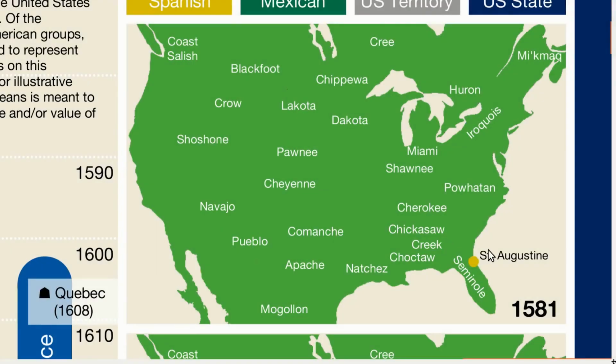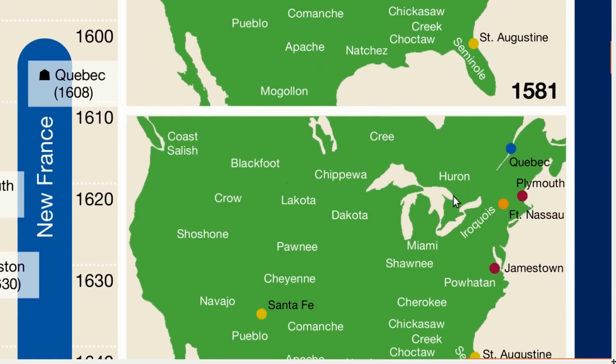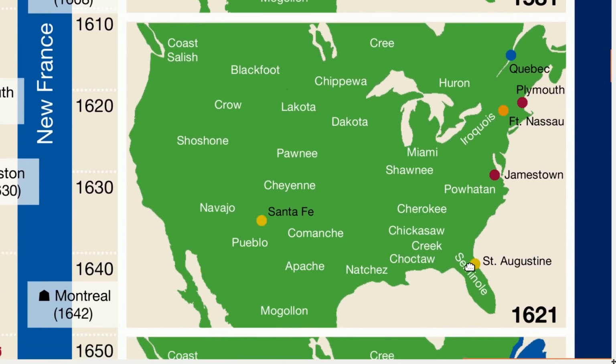So in 1581, we have only one European settlement in what is today the continental United States, and that is the Spanish settlement of St. Augustine. It was established about 70 years after Christopher Columbus first landed on the continent. So although most people know the line, in 1492 Columbus sailed the ocean blue, it's important to remember that it was quite a long time after that the Europeans actually started to colonize what is now the United States. So let's jump ahead 40 years to 1621.